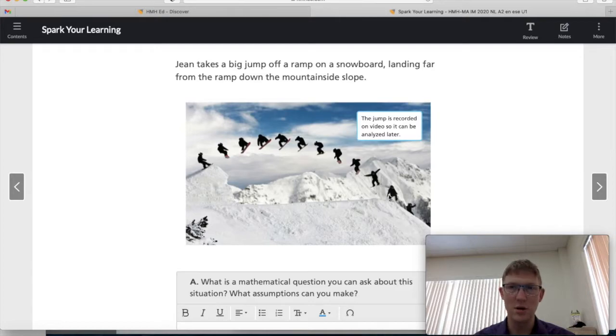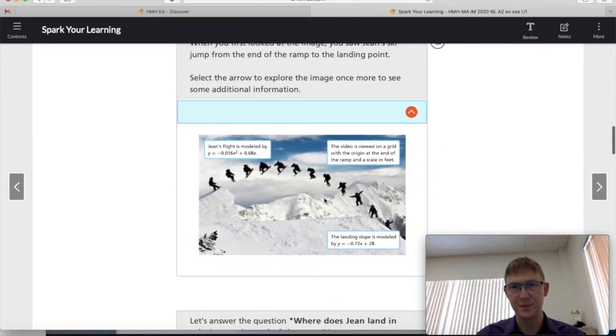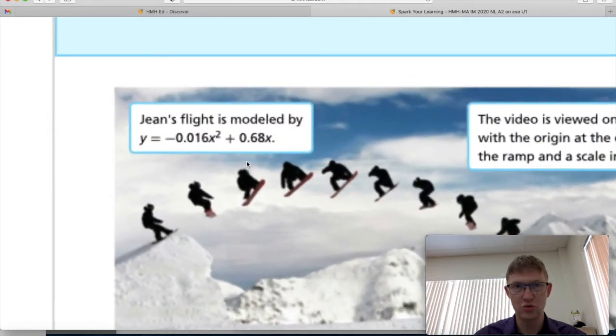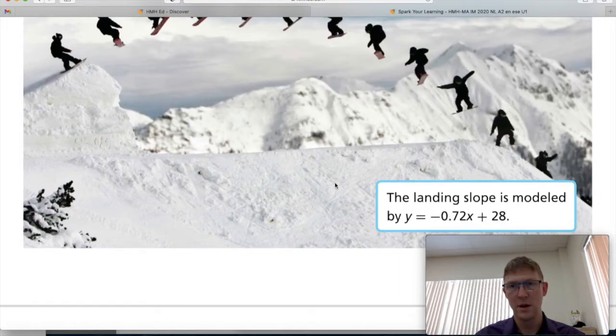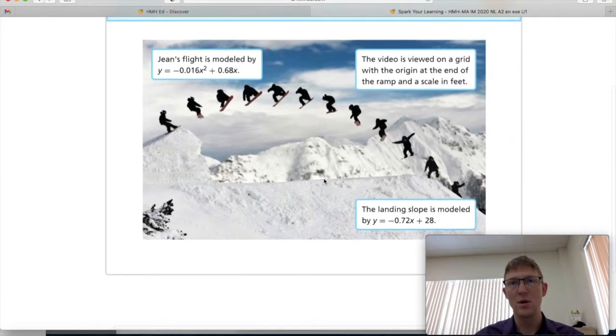So we could call this part a line, we could call this part a parabola, and we want to figure out where they meet. So that would be a system of equations. We would have the equation of a parabola. Here's our parabola. And then we would have our line, and we could figure out when those two meet. So that's what we're going to do.